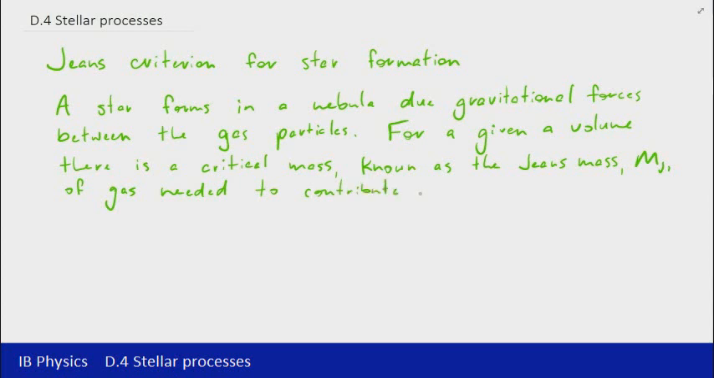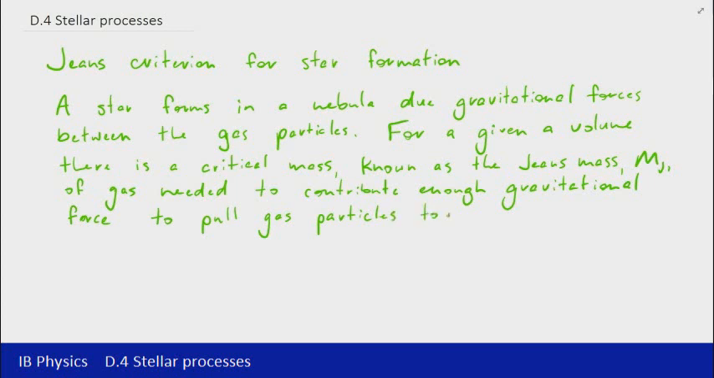So basically, the mass of the gas cloud itself has to be greater than the Jeans mass. And so if we use capital M to represent the mass of the gas cloud in that given volume, then we'd say that if M is greater than the Jeans mass, a star will form. If M is less than the Jeans mass, then the star won't form. So it's one way that we can consider that particular scenario.